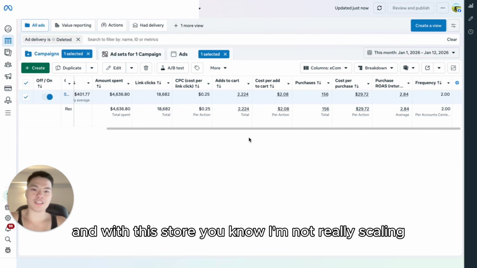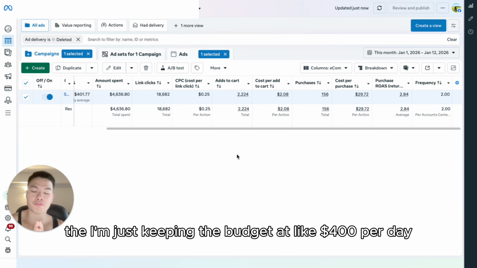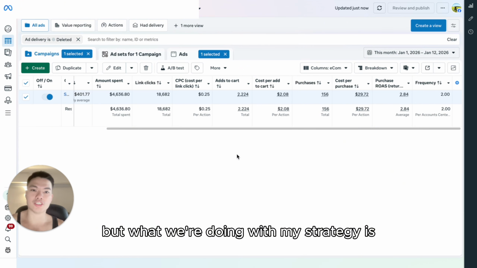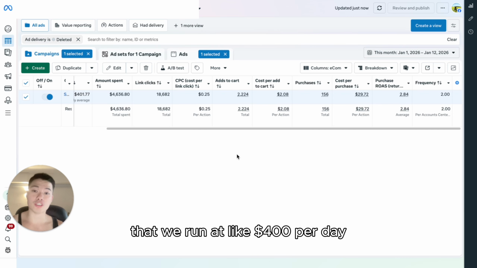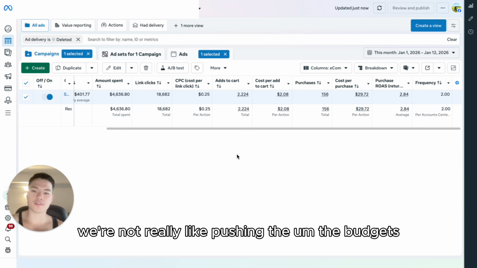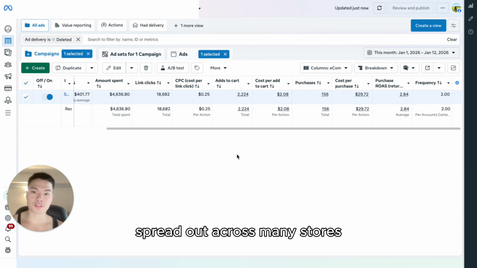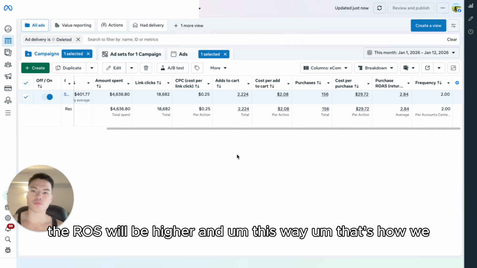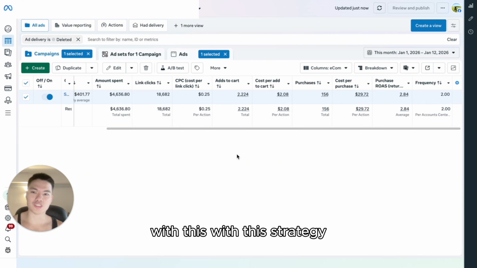And with this store, I'm not really scaling very aggressively. I'm just keeping a budget at like $400 per day. My strategy is, instead of having one store that you scale really high, we have multiple stores that we run at $400 per day. This way we are able to keep the ROAS high. We're not pushing the budgets on each store, but keeping it spread out across many stores. Across many stores, the ROAS will be higher, and that's how we do things with this strategy.